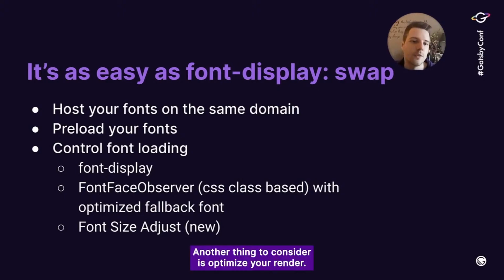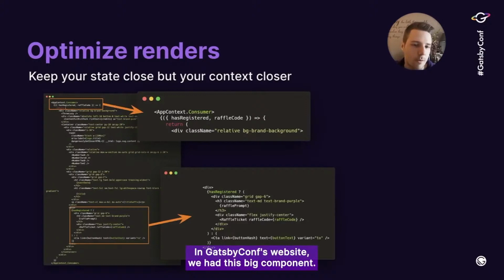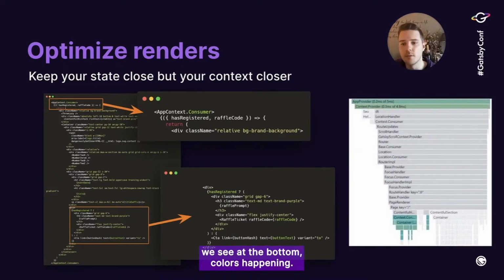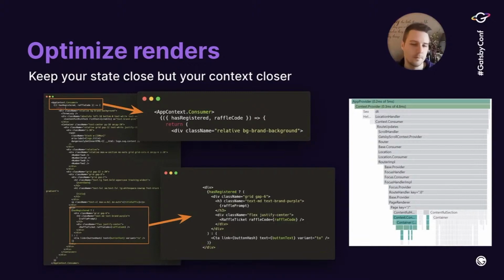Another thing to consider is optimize your render. In the GatsbyConf website we had this big component. At the top we had the context, and somewhere below we were using the context. The problem is when the context changed, we had to re-render the whole tree. We had the stars at the top, 2022 images, all those things had to be re-rendered. If you look at React DevTools, we see at the bottom colors happening, not too expensive, the render took 5 milliseconds, not too bad, but still there were a lot of components that we rendered for nothing.